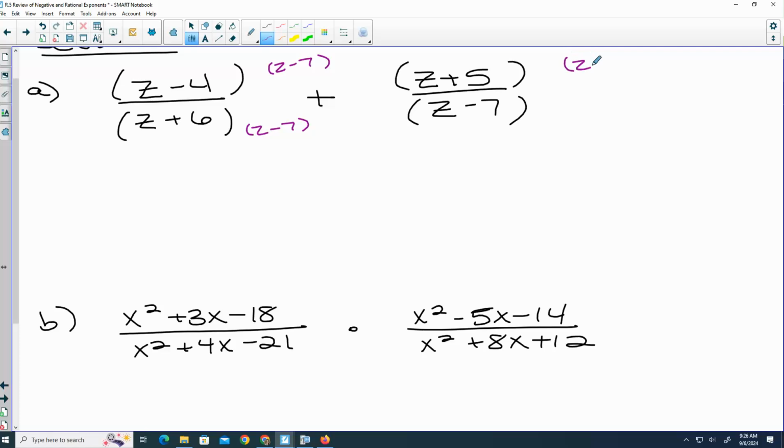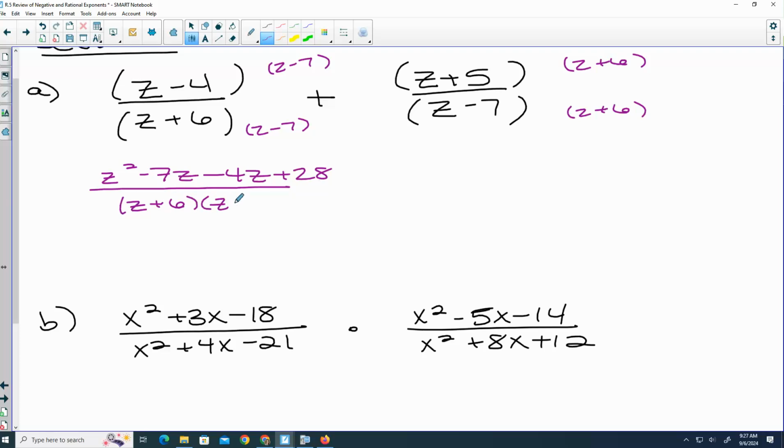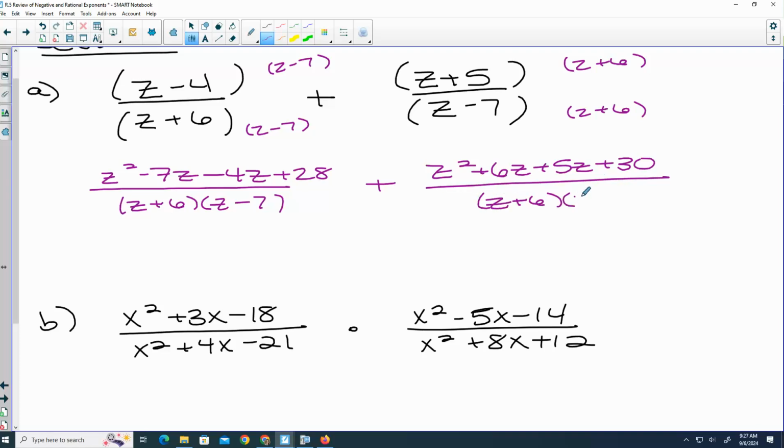Second one, Z plus 6. Okay, so then we FOIL on top, so Z times Z is Z squared minus 7Z minus 4Z plus 28. Denominator, you certainly can multiply it out, but it's probably easiest not to. Second one, if we FOIL, we get Z squared plus 6Z plus 5Z plus 30 over Z plus 6 times Z minus 7.